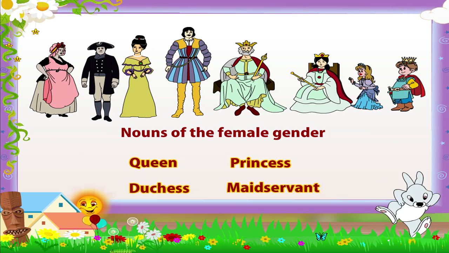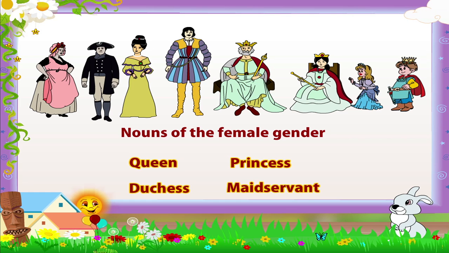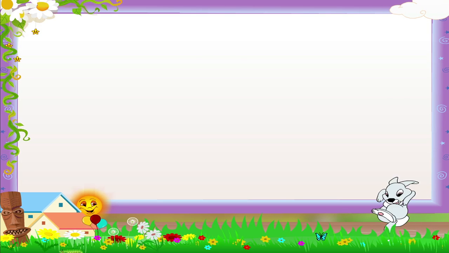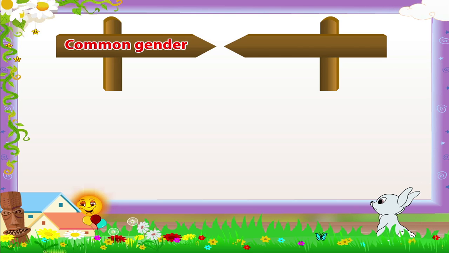Now, Rainbow, did you know that there are two more noun genders? Yes, the common gender and the neuter gender. Let us find out the difference between the two.